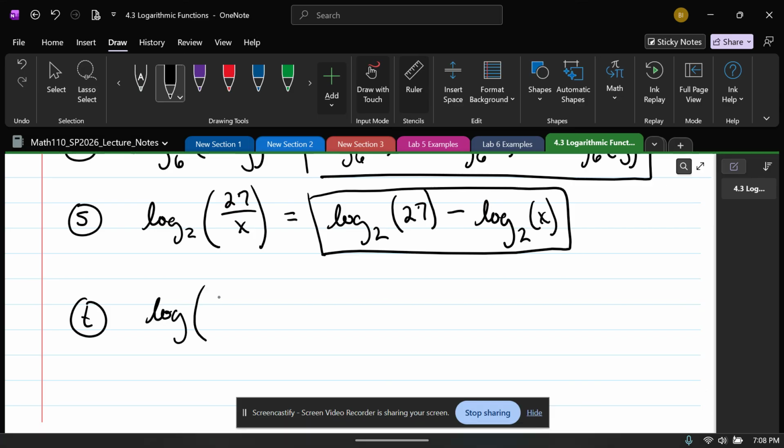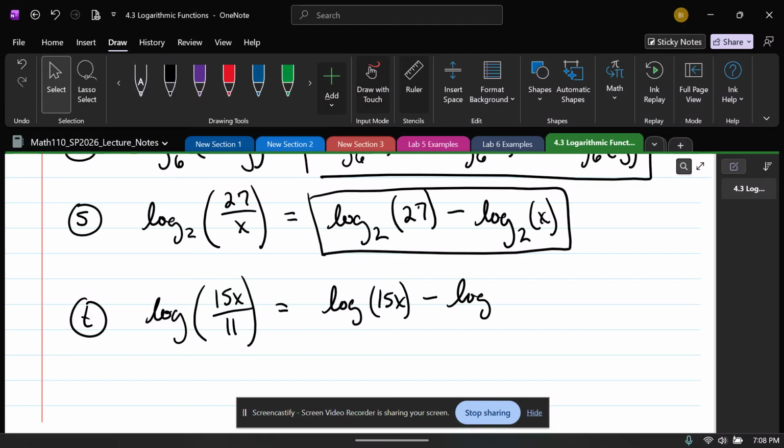Log base 10 of 15x over 11. So this one has a little bit of multiplication in it, a little bit of division in it. So you can do this in 2 steps. I think after you've done them a few times, you'll start doing it in 1 step just out of natural ability, just because you get used to it, okay? The first thing that I would do is the big blaring thing here is this big fraction, so it's division. So I'm going to rewrite it as log of 15x minus log of 11. That's going to be my starting spot, okay?